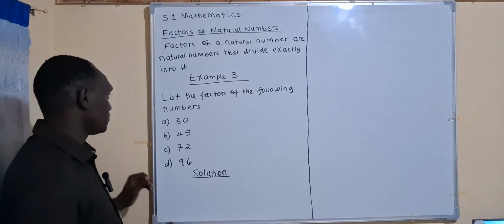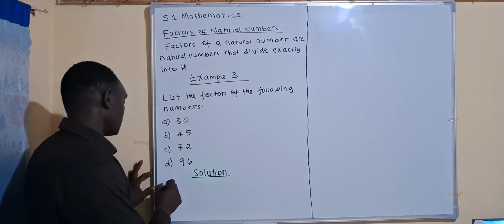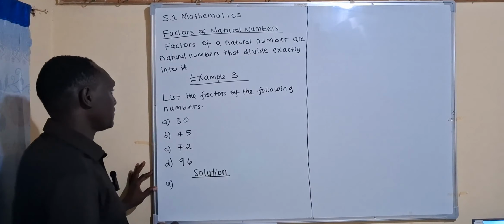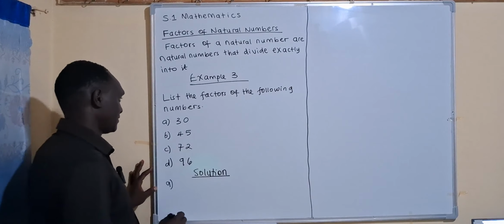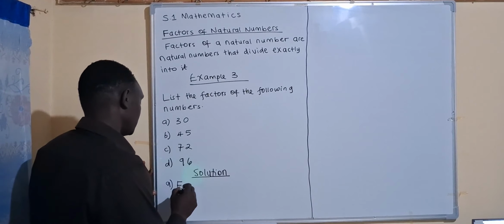Therefore, let's look at these numbers. Example 3 is saying, list the factors of the following numbers. And the first number is 30, factors of 30.